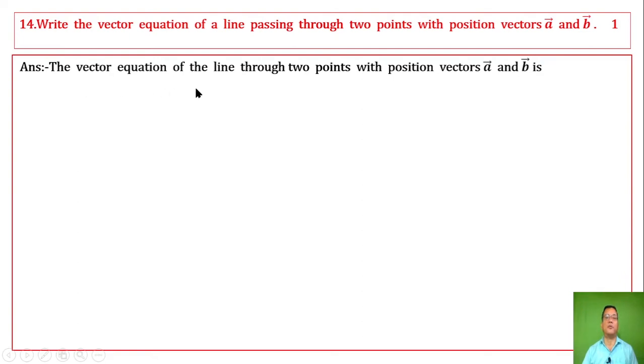The vector equation of the line through 2 points with position vectors A vector and B vector is R vector equal to A vector plus lambda times of B vector minus A vector.